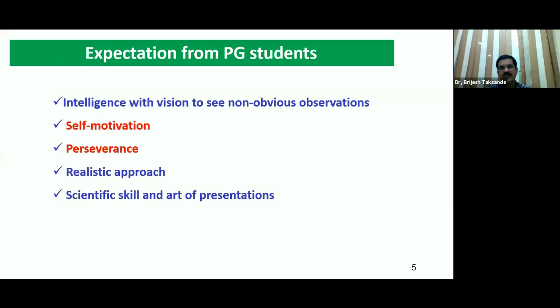So intelligence with the vision to see non-obvious observation. This is very important. I have seen many meritorious students who were the toppers at MPharm first year, but went to a downstream level just because of their inability to see non-obvious observation. So you should develop that skill to see what is happening in the laboratory, how you get the observation. Even if you are carrying out some batches, why is one batch different from another? Is there something which is missing out, or is there something which is telling you a different idea?